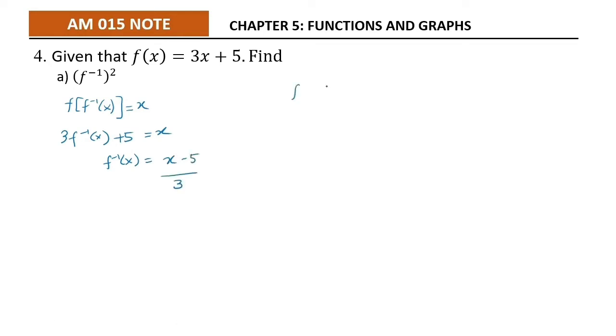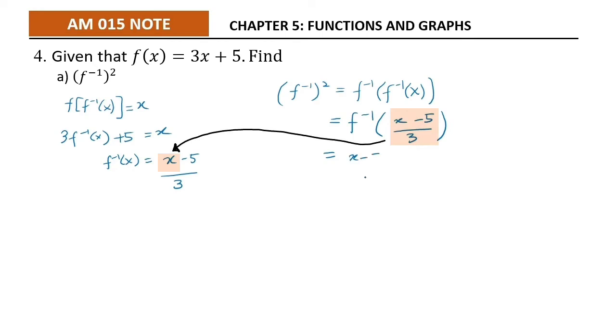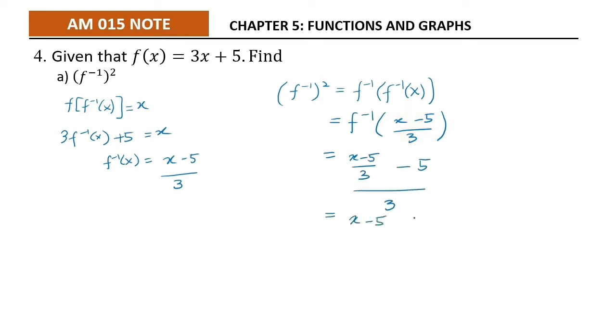And then f inverse squared is equal to f inverse of f inverse, equal to f inverse of (x minus 5) over 3. And then substitute (x minus 5) over 3 into f inverse. x is now (x minus 5) over 3, minus 5, over 3. And simplify. (x minus 5 minus 15) divided by 9. (x minus 20) over 9. This is the answer for f inverse squared.